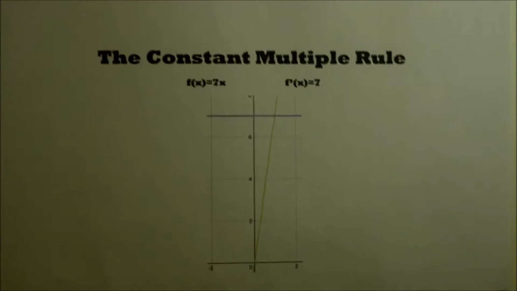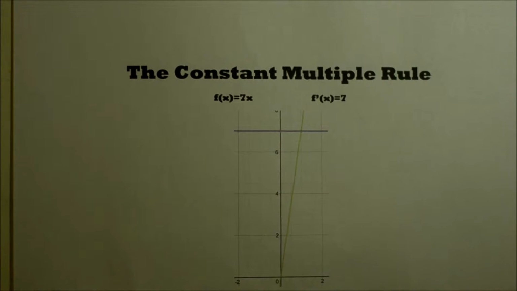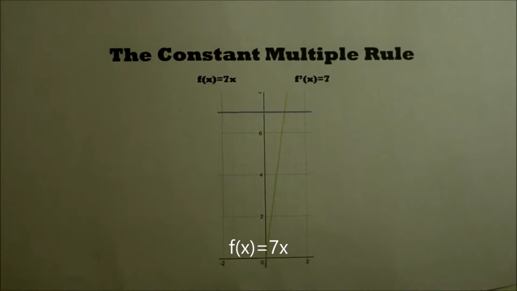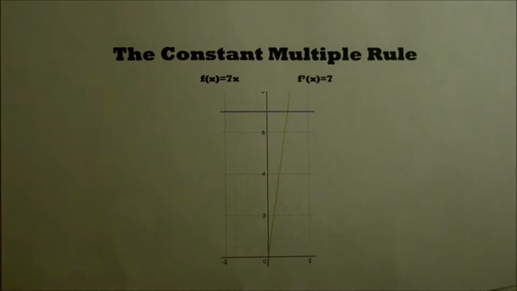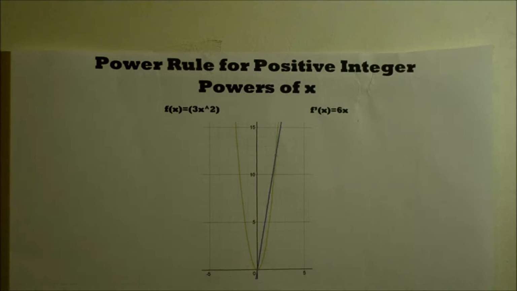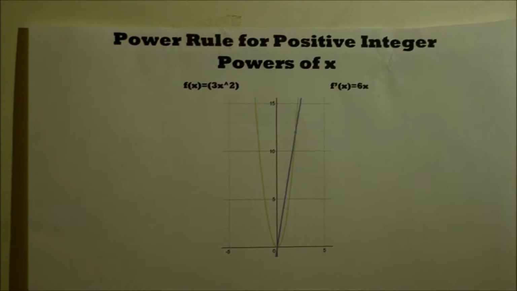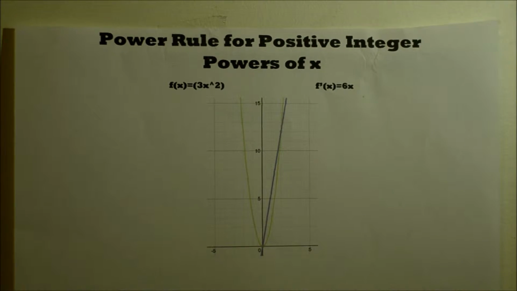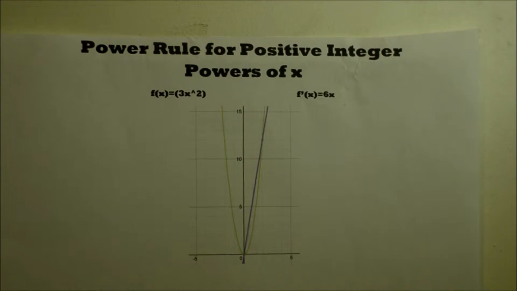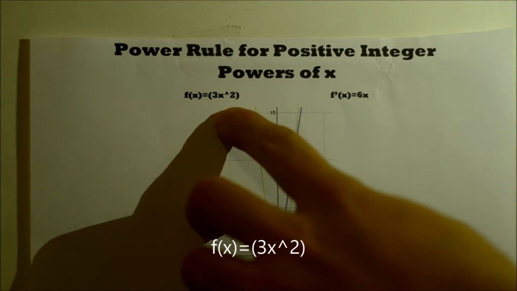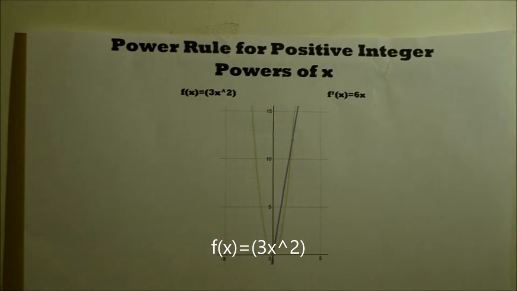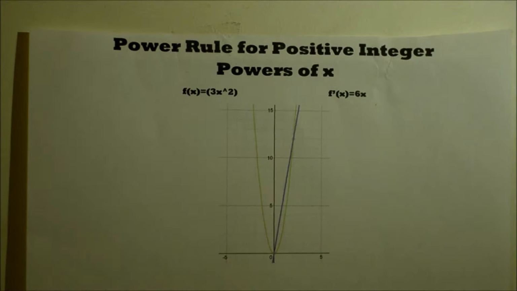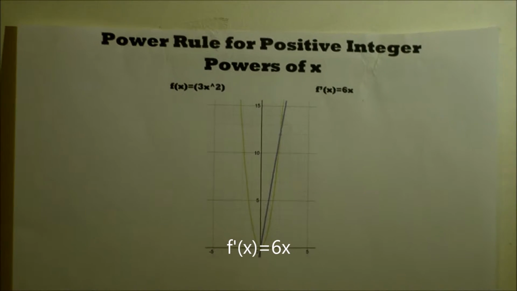Here we have the constant multiple rule. Whenever there's a function like f of x equals 7x, with a coefficient in front of a variable, the derivative of that function is simply the leading coefficient. So that becomes 7. Over here you could purchase the power rule for positive integer powers of x, more commonly known as the power rule. Anytime you have a function like f of x equals 3x squared, you take the exponent and multiply it by the leading coefficient, and then subtract 1 from the exponent. So the derivative of 3x squared would just be 6x to the first, or 6x.